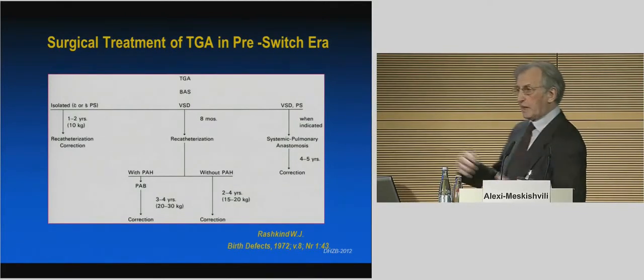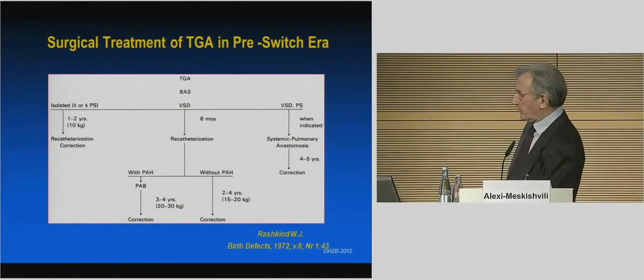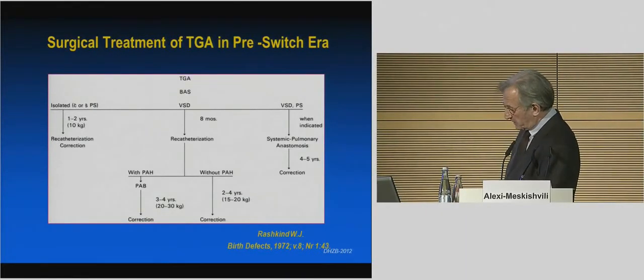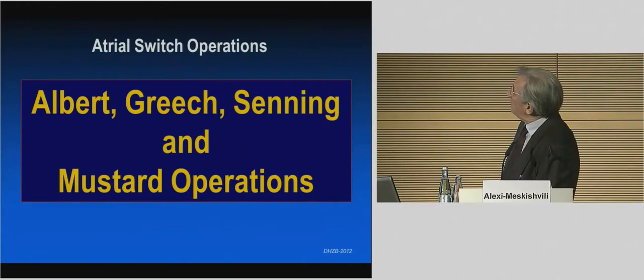And many patients died in this intermediate period because of the complication of the transposition. So the surgeons tried to find other methods to treat the transposition, and some operations were developed, like Albert, Grich, Senning, and Mustard operation.